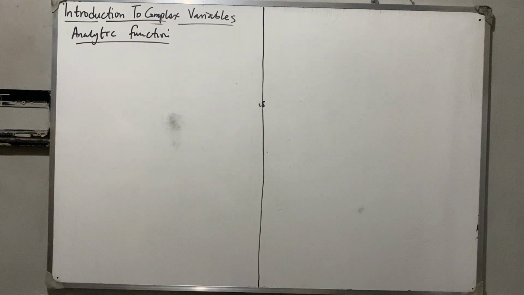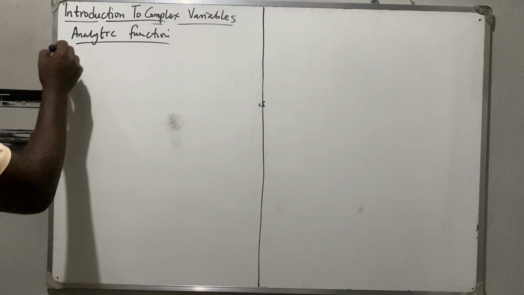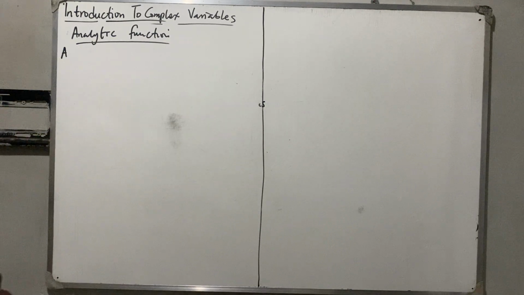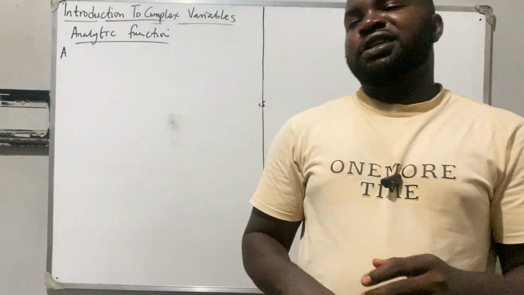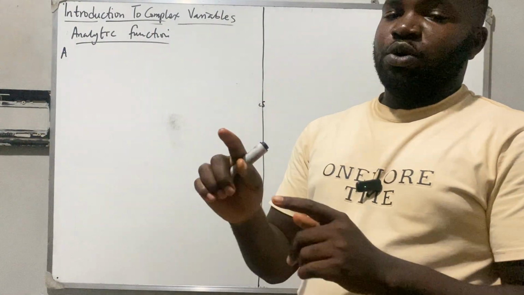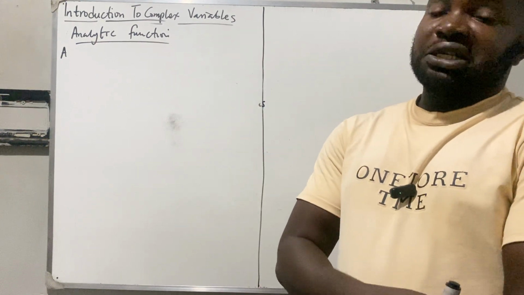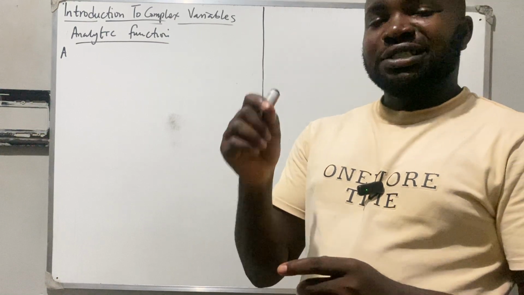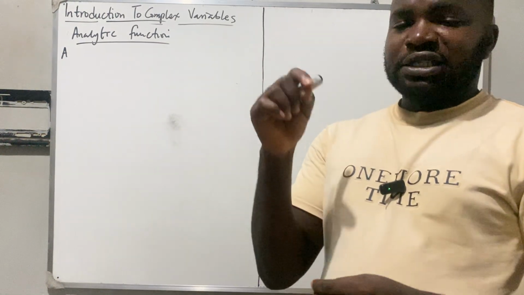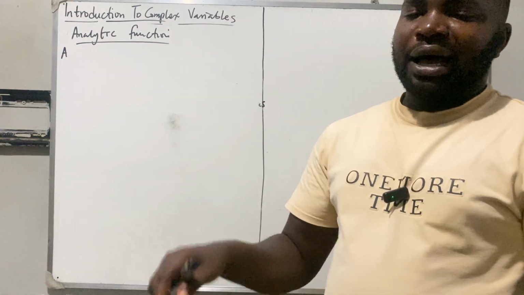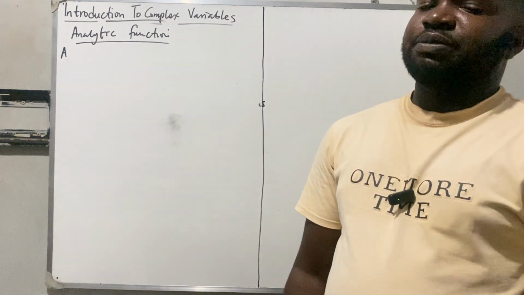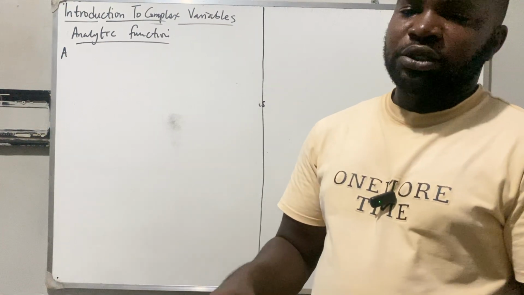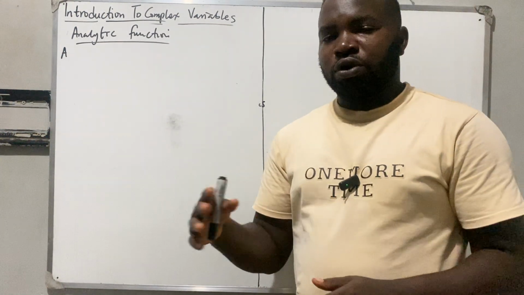So for analytic function, you should know that a function f of z, let's write a function. Now when do we say that a function is analytic? It's simple. A function is analytic at a given point, maybe z naught or a point a, if that function is differentiable. Remember what I talked about differentiability. It is differentiable at that particular point and equally differentiable at the neighborhood of that point. So it is not only differentiable at that point, it should equally be differentiable at the neighborhood of that point.